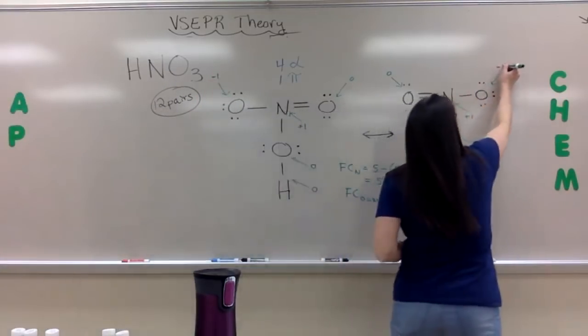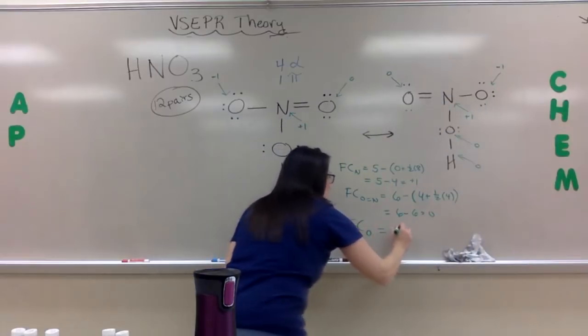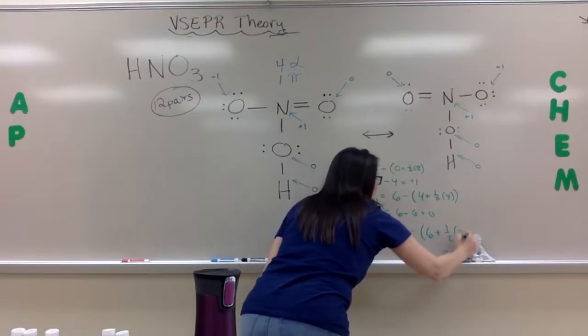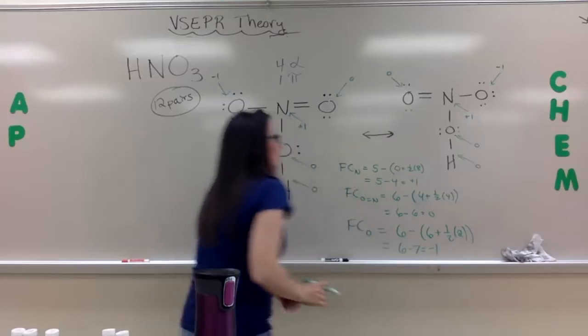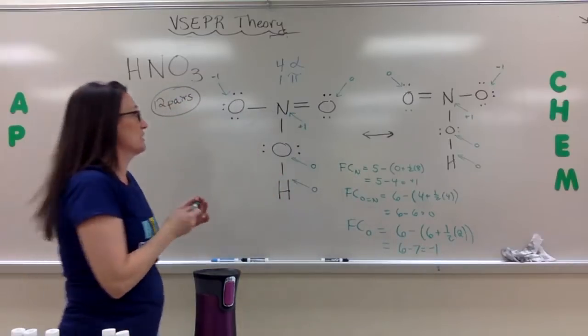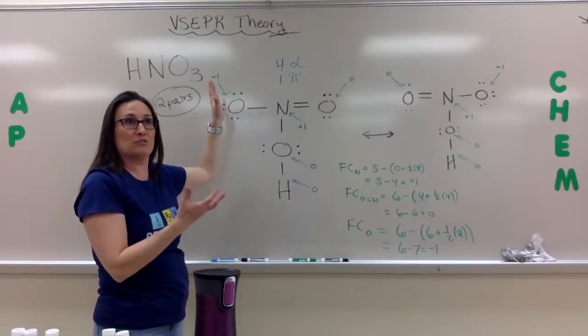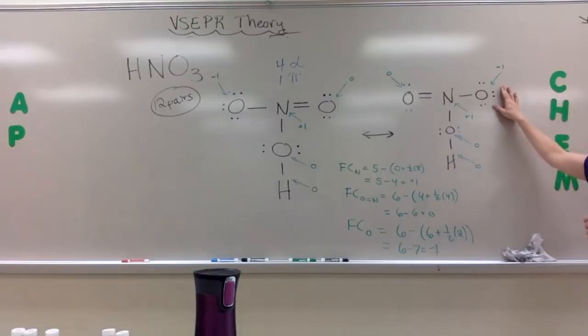Now how can we prove it? Let's just check. The formal charge of the oxygen that's got the single bond: I've got 6 minus 6 plus 1/2 of 2, which equals -1. The whole thing adds up to 0. So all it's saying is that in this molecule, this oxygen is carrying a slightly negative charge, and in this resonance structure, this one's carrying a negative charge.